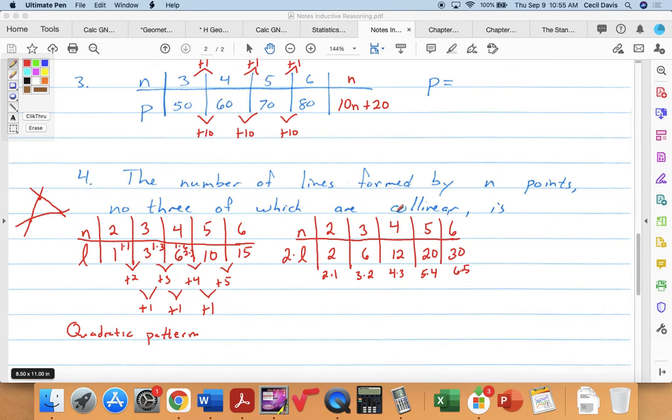In every one of these, the first number, so 2L is going to be equal to, the first number is just whatever I had in the n column. And the second number is 1 less than what I had in the n column. So I'll call that n minus 1. Well, I wanted a pattern for L, so I'm going to divide both sides by 2. L is going to be 1/2 of n times n minus 1.